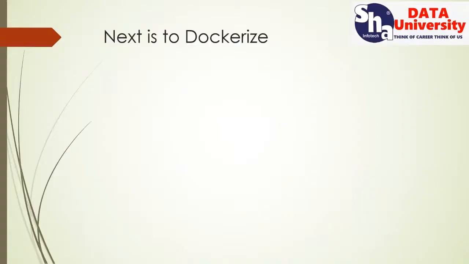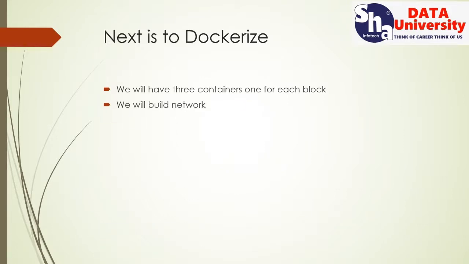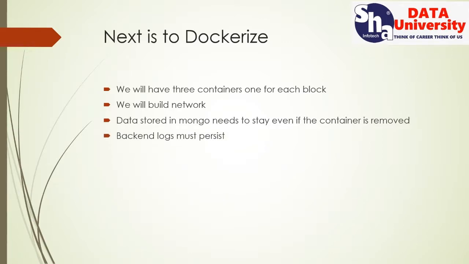So next goal is to Dockerize. We will have 3 containers, one for each block. We will build the network. The data stored in Mongo needs to stay even after the container is removed, so we need a volume over here, Docker volume or container volume, whatever you call it. Backend logs must persist. So we need the logs to analyze the performance of our servers. So between container runs or rebuilds, the backend logs must stay there.